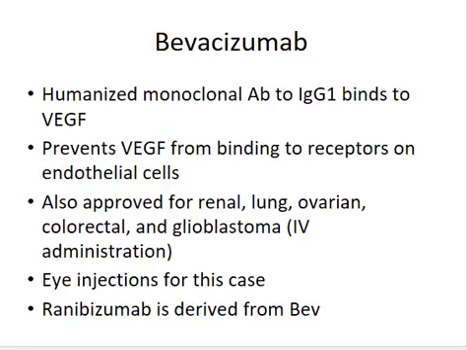Bevacizumab, specifically under the trade name Avastin, has been approved for renal, lung, ovarian, colorectal, and glioblastomas, and in all of these diseases it's administered IV. In the case of the eye, we can see this drug being injected right into the eye. And understand that ranibizumab is essentially bevacizumab with some modifications. It's actually derived from that, a smaller portion of that molecule.